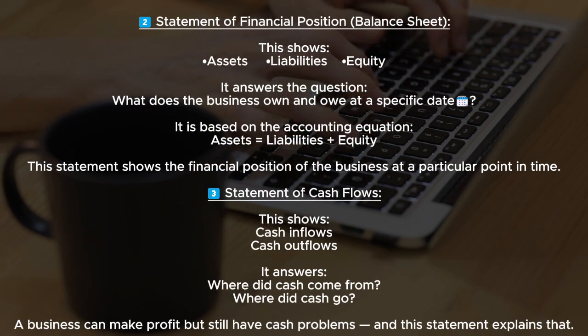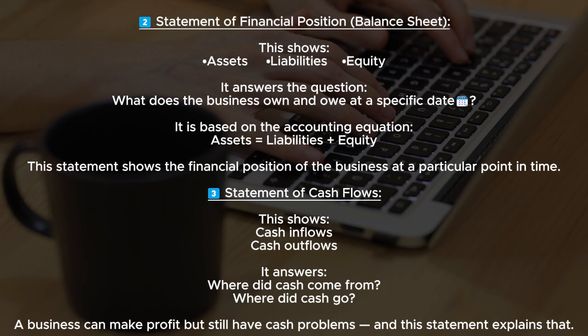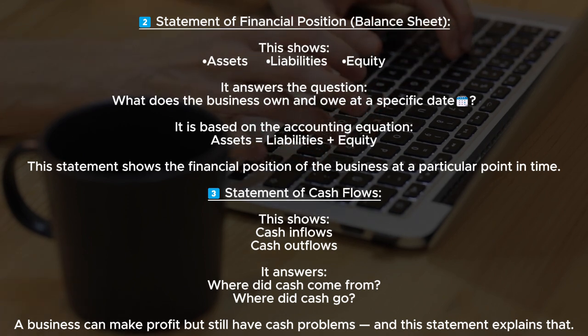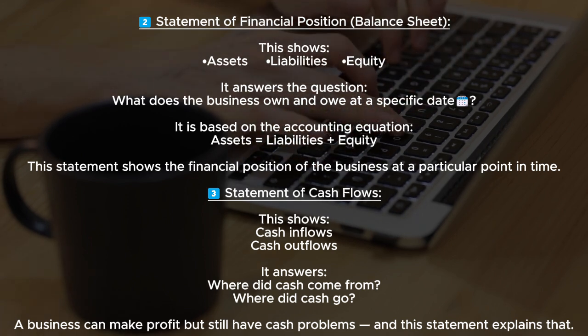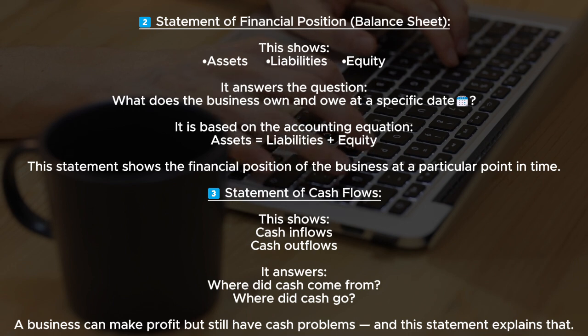2. Statement of financial position, also called balance sheet. This shows assets, liabilities, equity. It answers the question, what does the business own and owe at a specific date? It is based on the accounting equation, assets equals liabilities plus equity. This statement shows the financial position of the business at a particular point in time.